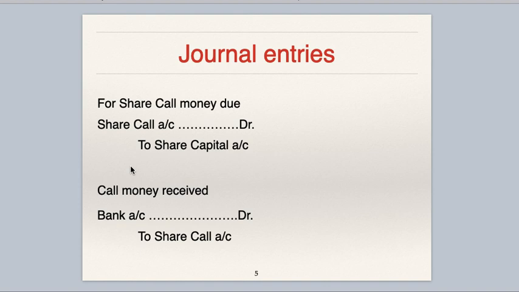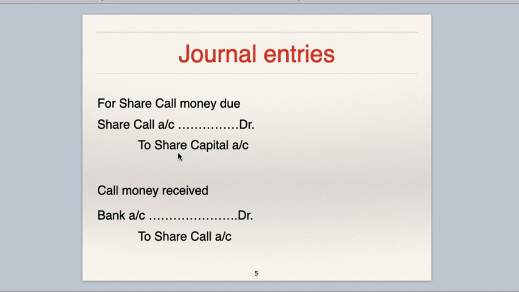Entry to show call money due, share call account debit to share capital, and when call money is received, journal entry is bank account debit to share call. Again, share call account 1 debit and 1 credit, net effect is bank account debit to share capital account.